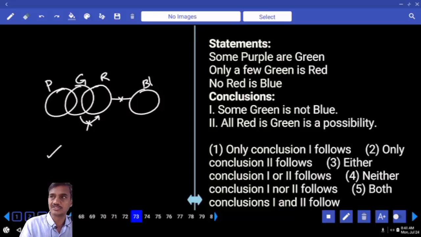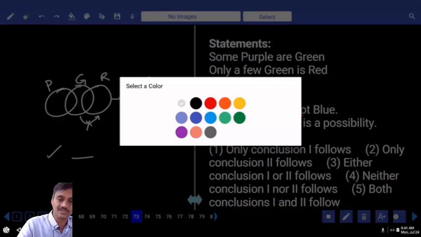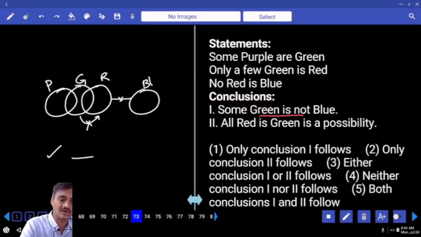Some green is not blue, true. And all that is green is positive. Now the second one is positive. Coming to the first one, some green is not blue. To make this one false, I need to write all green is blue. Is it possible to prove all green is blue? If you write blue like this, then no red is blue will become false. Hence the alternate diagram cannot be done. That means we cannot make this conclusion false even once. As it cannot be false even once, we need to agree that it will be true forever.